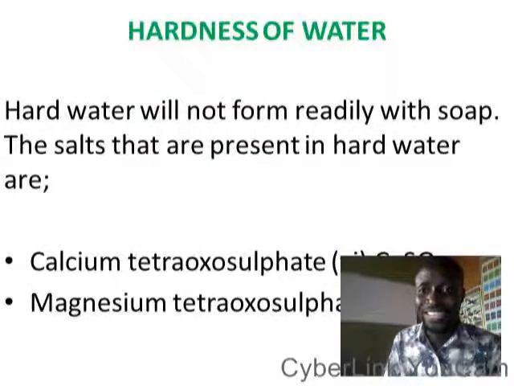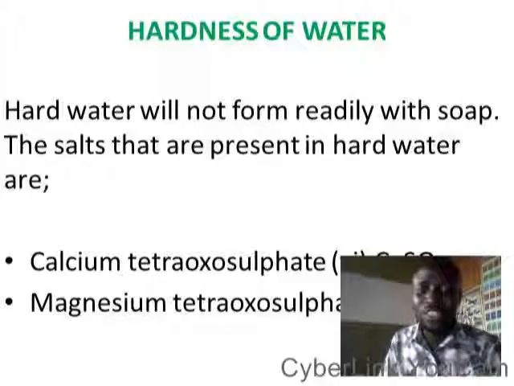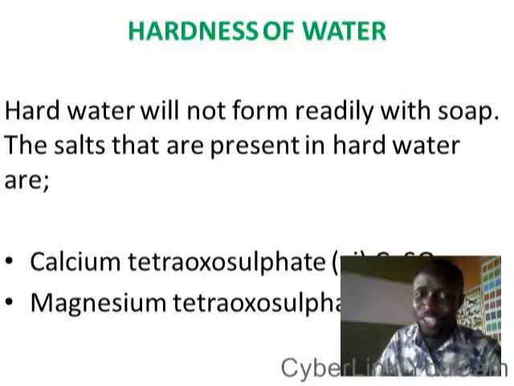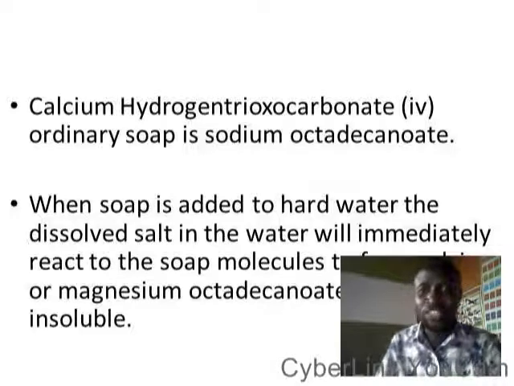Okay, let's move to that slide again. Now see the full content. Those things that are responsible for the hardness of water, there are two major things. Number one, calcium tetraoxosulphate(VI). Number two, magnesium tetraoxosulphate(VI). We can also have others like calcium hydrogentrioxocarbonate(IV), magnesium hydrogentrioxocarbonate(IV). Please take note of this. Calcium hydrogentrioxocarbonate(IV).